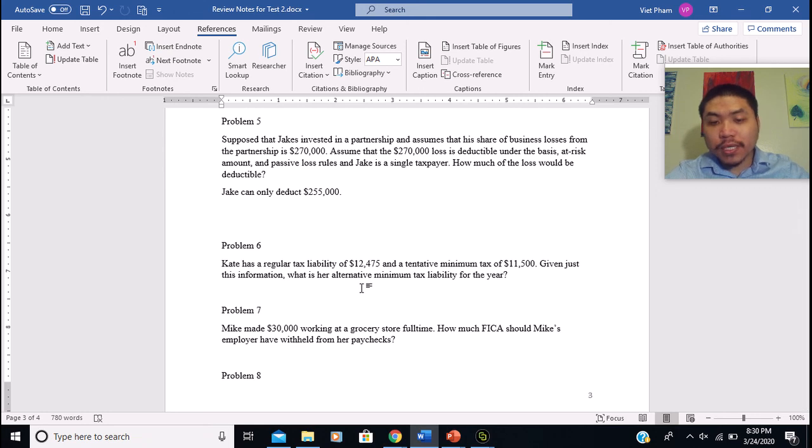AMT at all, right? But if the case was Kate having $12,475 of tentative minimum tax and $11,500 of regular tax, then in that case, she may have to pay some minimum tax, right? Because her tentative minimum tax then is going to be greater than her regular tax. But in this case, her tentative minimum tax is smaller than the regular tax, so she doesn't have to pay any AMT.